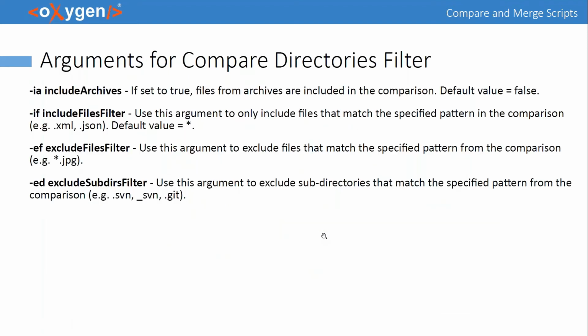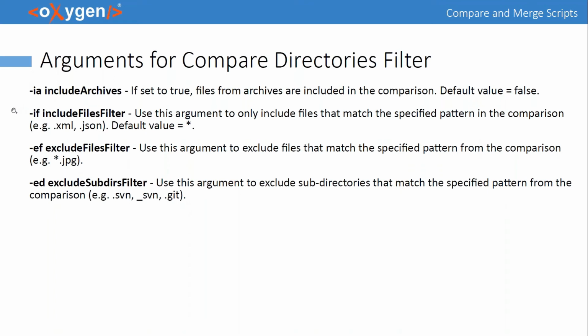Then on the compare directories, we also have support to compare into archives. So you can use this argument and it will go deep into archives and compare the files from the archive too, and will provide you a report also with the files from the archive.